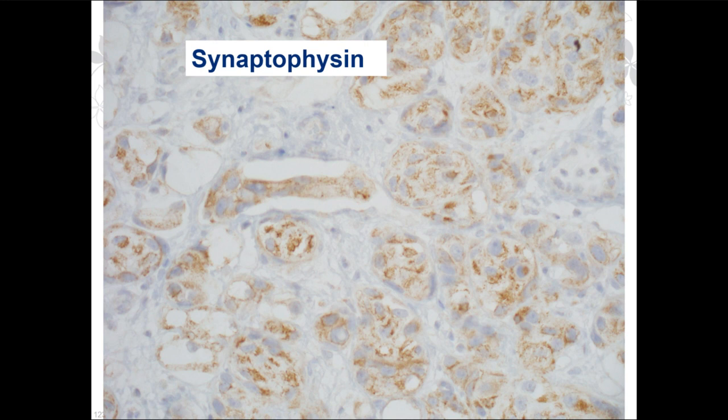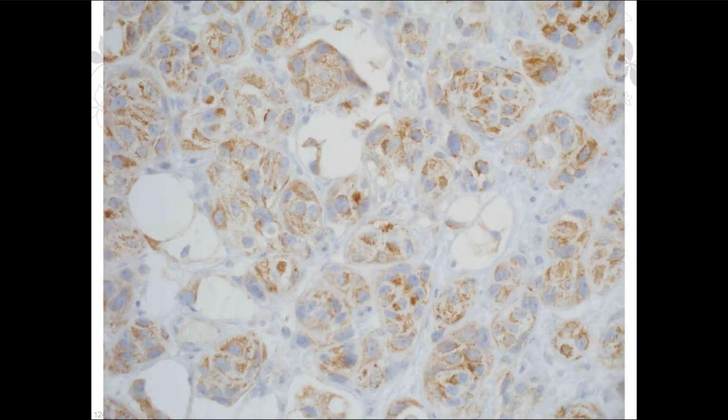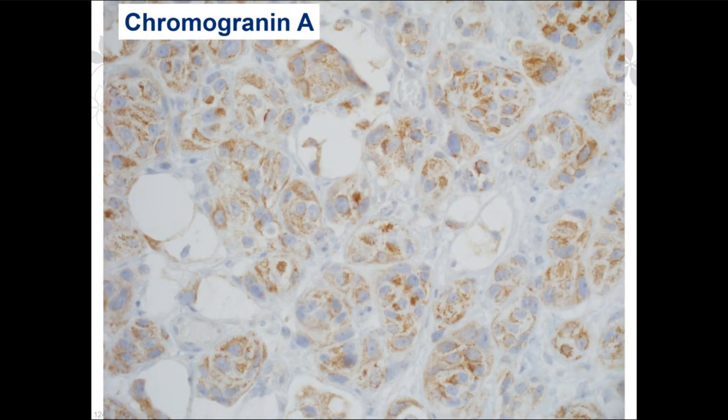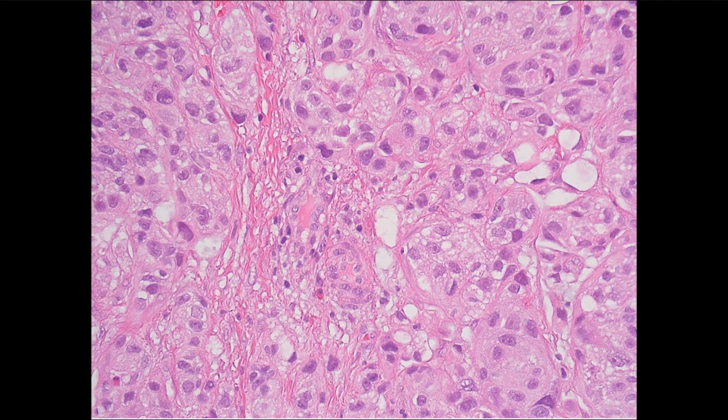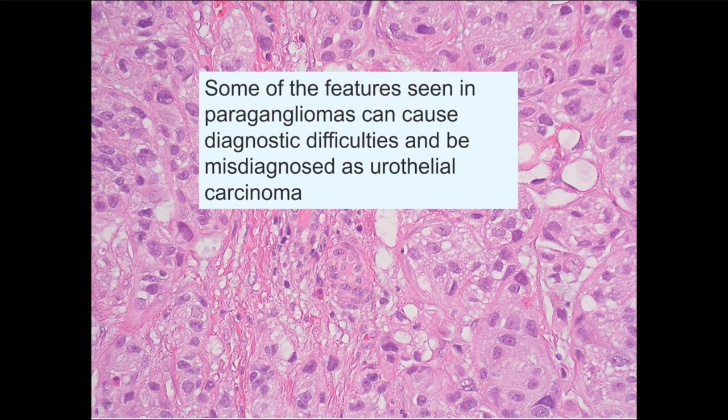and you may pause and order a synaptophysin stain. If you order the synaptophysin stain, it will stain strongly with synaptophysin. This tumor will also stain strongly with chromogranin A. So this is a paraganglioma. Some of the features that you see in paragangliomas can cause diagnostic difficulties and can be misdiagnosed as urothelial carcinoma.